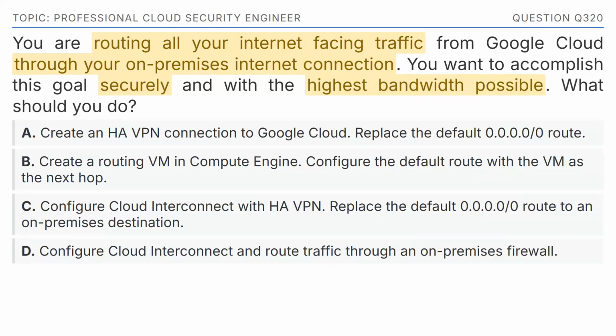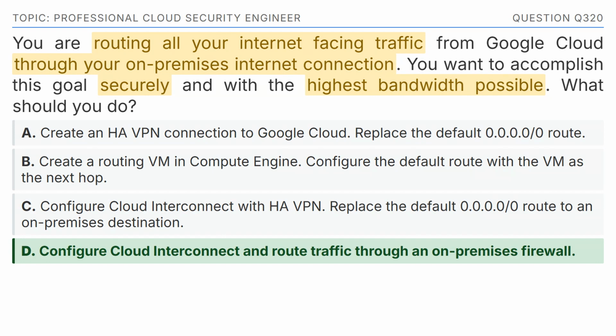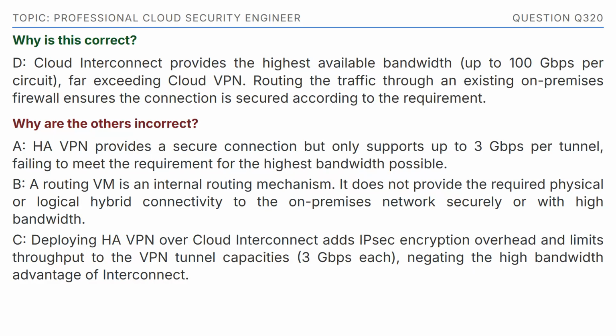To arrive at the correct answer, we focus on the keywords: routing all your internet-facing traffic through your on-premises internet connection, securely, highest bandwidth possible. The correct answer is option D. Configure Cloud Interconnect and route traffic through an on-premises firewall. Why is this correct? D.